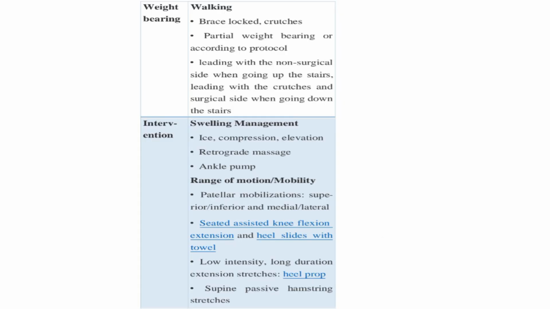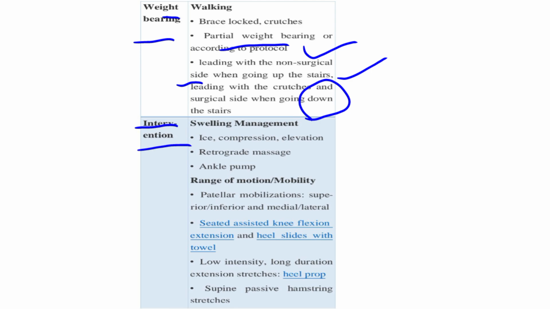Weight bearing. For weight bearing, we do walking with brace locked and crutches, with partial weight bearing, or according to the protocol and patient condition. We go for partial weight bearing, leading with the non-affected side when going up the stairs. Remember this: lead with the crutches and surgical side when going downstairs. And the intervention in the acute phase is swelling management.